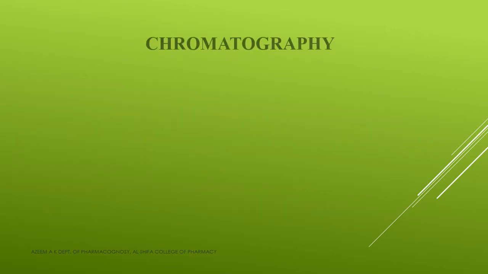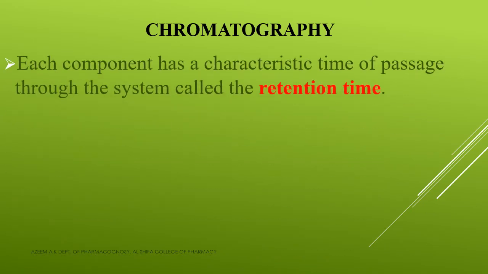Okay. Now, I already told that the components may get separated on time if they are passed through this system of mobile as well as stationary phase. Clear? So when the substance is passing through the mobile as well as stationary phase, then the components may get separated on the basis of time. Okay, so here each component present in an extract will be having a characteristic time of passage through the system.